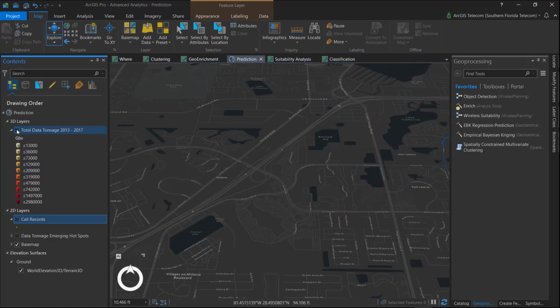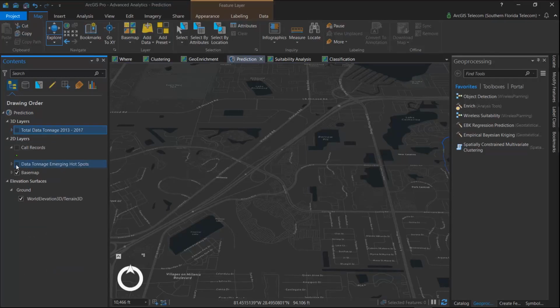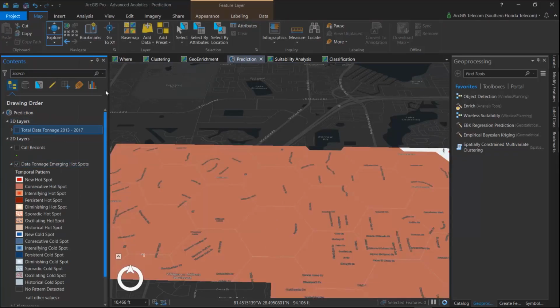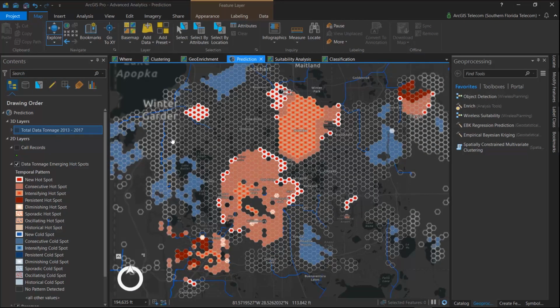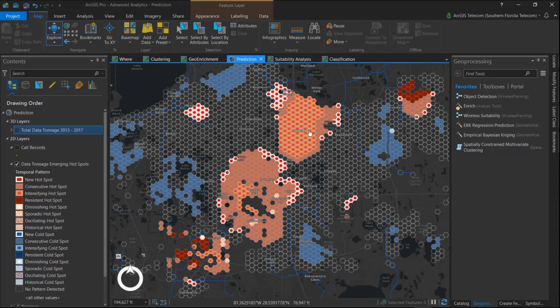So then we turn to our emerging hotspot tool, which allows us to get statistically significant cold and hotspots. For example, in the downtown Orlando region, we have an intensifying hotspot, which means we've always seen a lot of data being consumed, and more recently in time, we're still seeing a high volume of data consumption. But we also start to see some new hotspots on the outliers of the city, which means there has been a significant spike in data consumption more recently in time. So this allows our network planners to forecast capacity needs for the future.